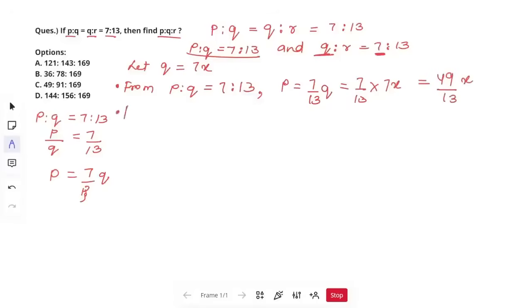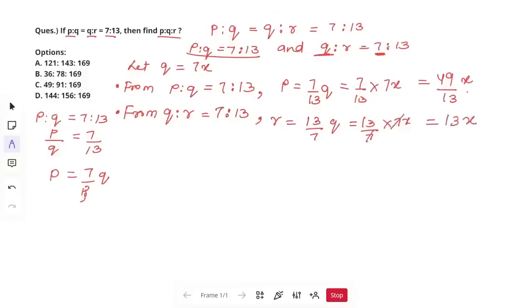Now again, from the second equation, which is Q is to R is equal to 7 is to 13, this time we are going to find out the value of R. So R will be 13 by 7 Q. So 13 by 7 into 7x, the 7 and 7 cancel, and we get 13x. We have found the value of P in terms of x, the value of R in terms of x, and we have also assumed the value of Q in terms of x.